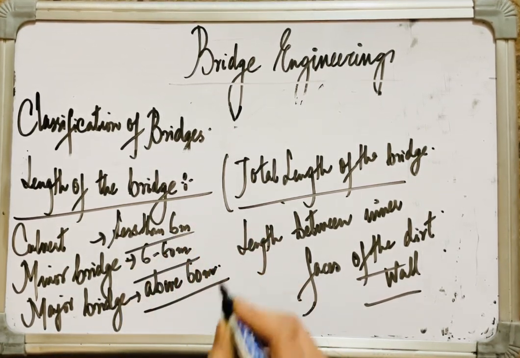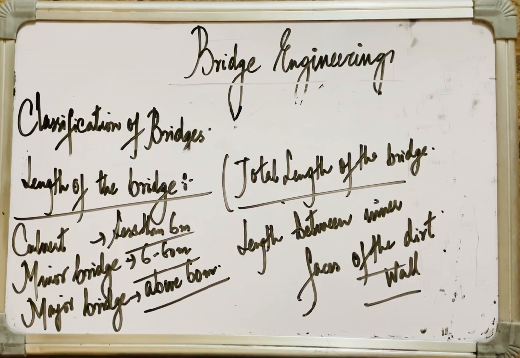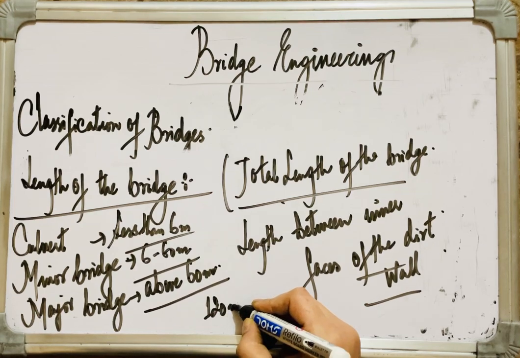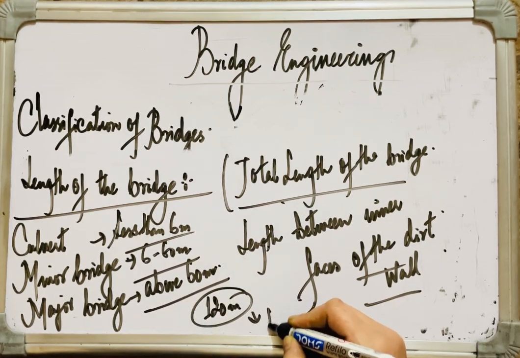So this was about the culvert, minor bridge, and the major bridge, wherein culvert has a length which is less than 6 meters, minor bridge has 6 to 60 meters, major bridge has above 60 meters. And we can also classify the length as per span, long span bridges, wherein the main span of the major bridge is above 120 meters. That is known as a long span bridge.